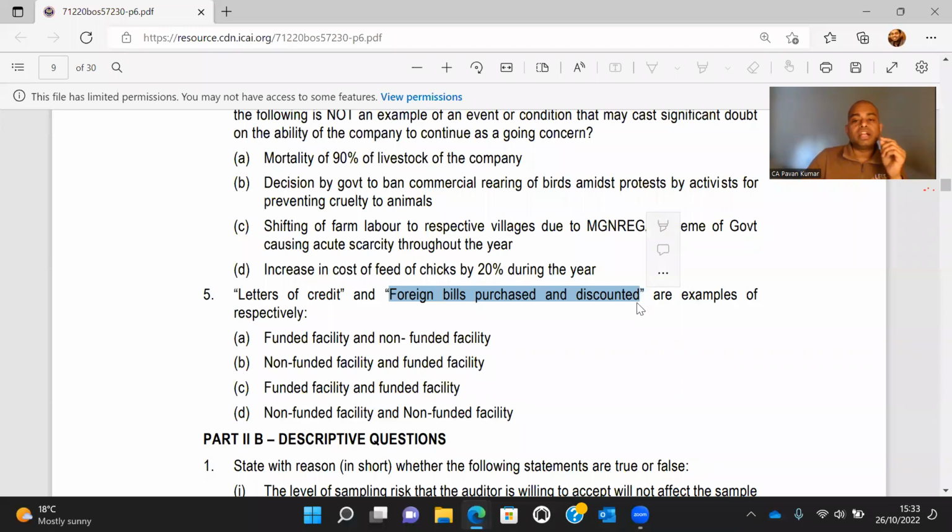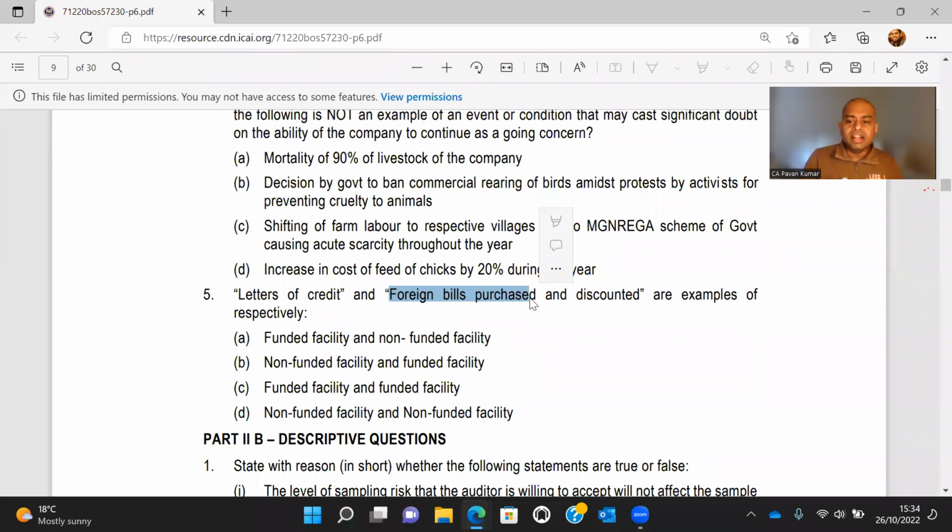Bills purchased and discounted. So when the customer of a bank comes with a bill and the bank discounts the bill, do you think the bank will give cash to the customer? The answer is yes, the bank has to. That is the concept of discounting. So can I say the first one is non-funded, the second one is funded? Now you check the answer and tell me which option is correct.